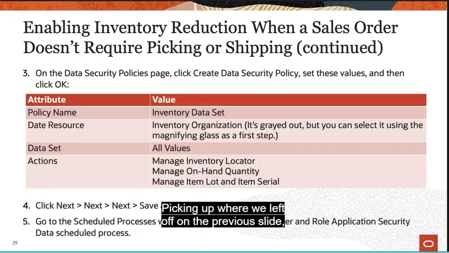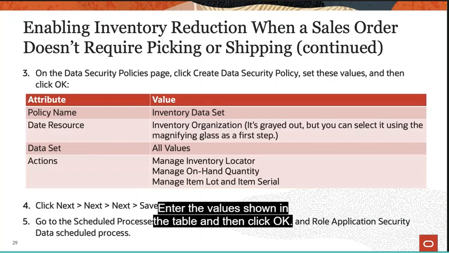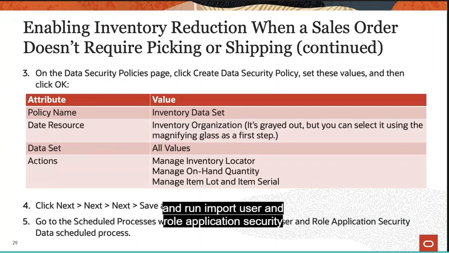Picking up where we left off on the previous slide, on the Data Security Policies page, click Create Data Security Policy. Enter the values shown in the table, and then click OK. Click Next through the remaining pages, then select Save and Close. Then go to the Scheduled Processes work area and run Import User and Role Application Security Data to apply the security updates.